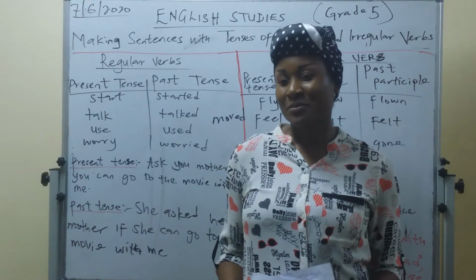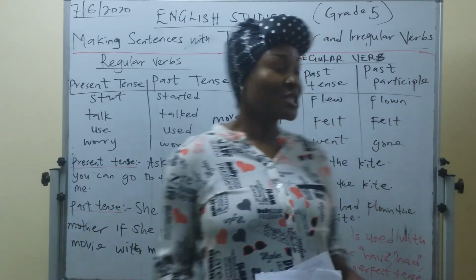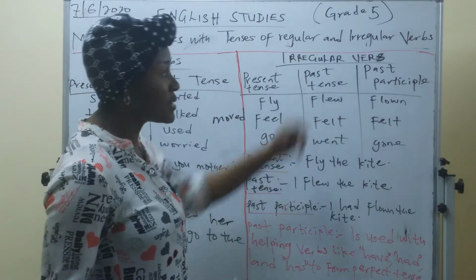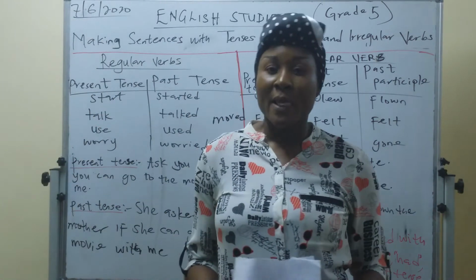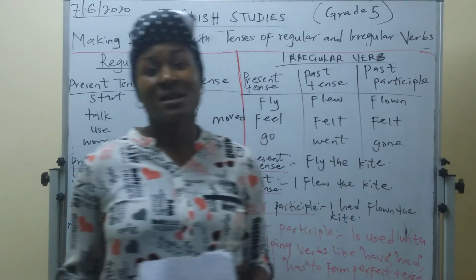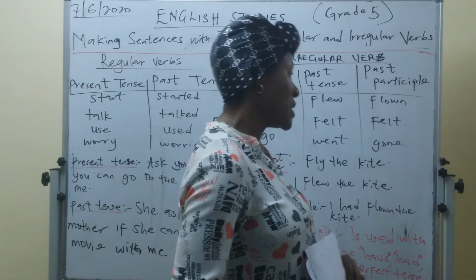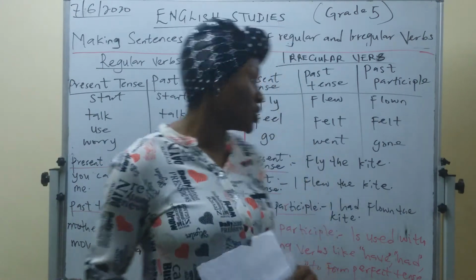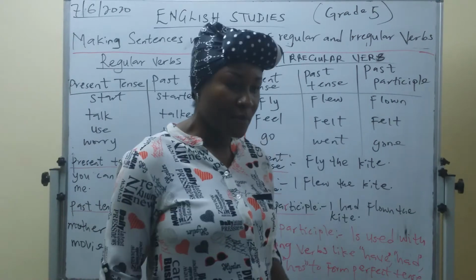Welcome back, pupils. Today we're going to do English studies, and the topic is making sentences with tenses of regular and irregular verbs. Last time we did tenses of verbs, and we said that a tense is the form that a verb takes to show the time of action. But today we're going to talk about the regular verbs and the irregular verbs.